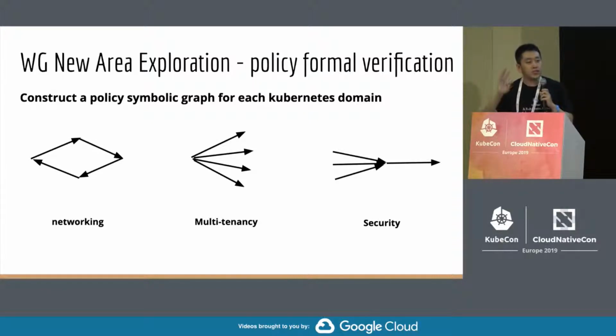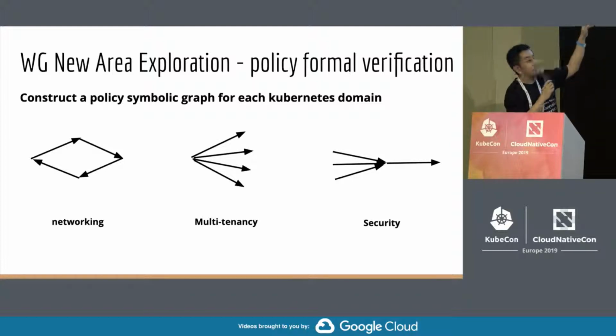So for this direction, what we are looking at is basically how to build a symbolic graph for Kubernetes policies. It is possible that for each domain, we'll have different graph representations. For example, for networking, by the way, the AWS group just did a whole graph modeling for the entire AWS network. So it's possible, it's not impossible.